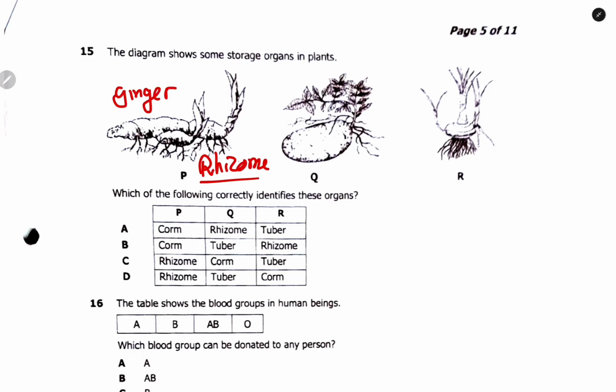So ginger, rhizome. Then of course we have the tuber. Tuber, you can think of potato, Irish potato. Then of course we have this one, which is the corm. Okay. So, which means we are going to have them in this order: rhizome, tuber, corm. So 15, the answer is D.